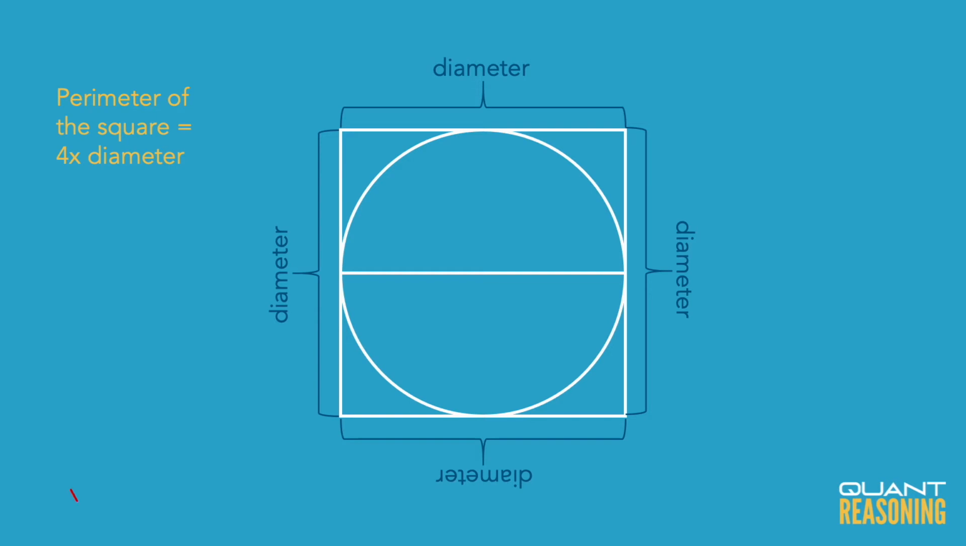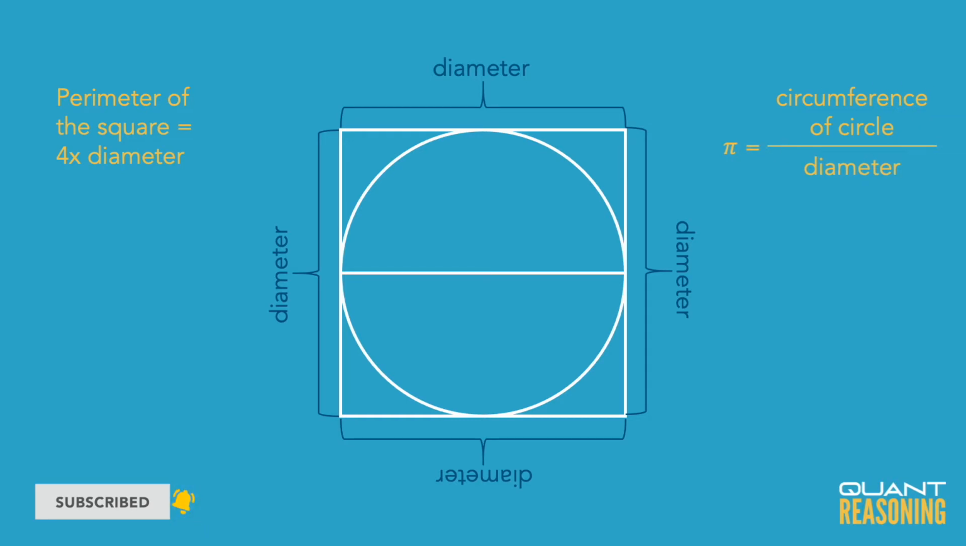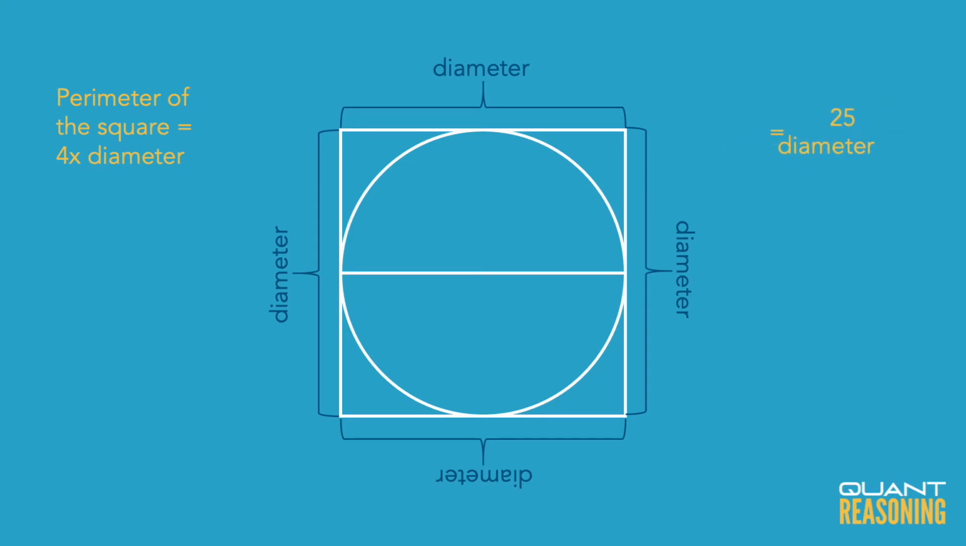Now if you know the definition of pi, so pi is the ratio of the circumference of a circle to the diameter of that circle, using that definition, if the circumference is 25 pi, then the diameter must be 25. And therefore the correct answer is 4 times 25, or 100.